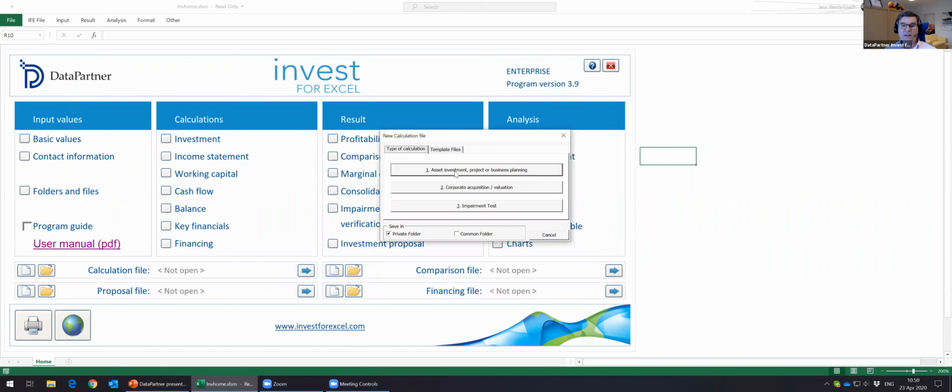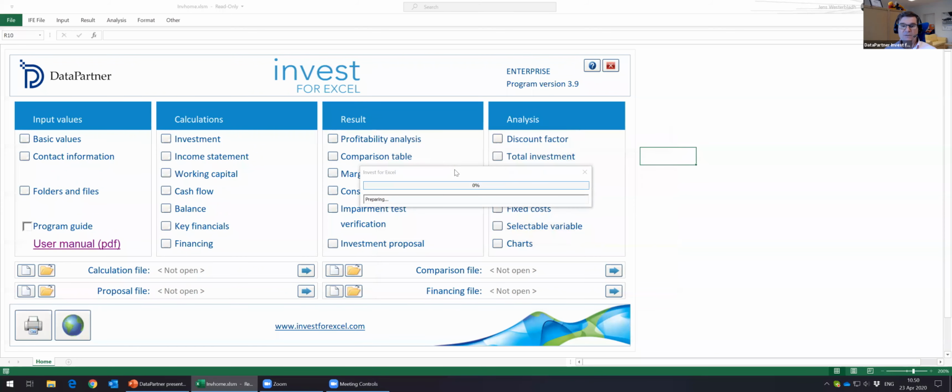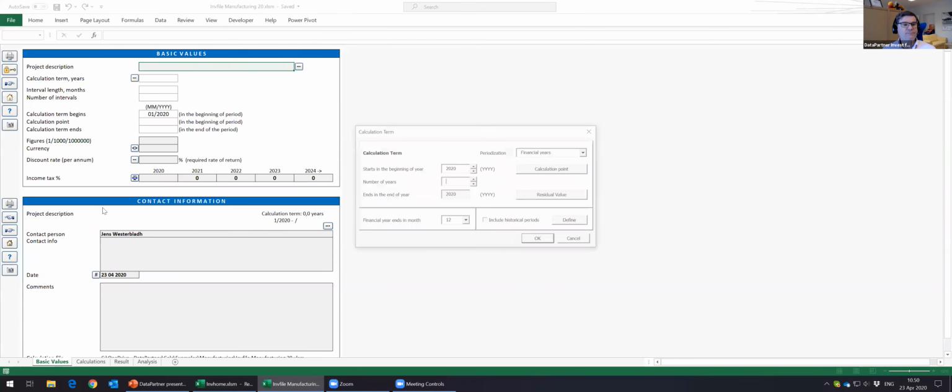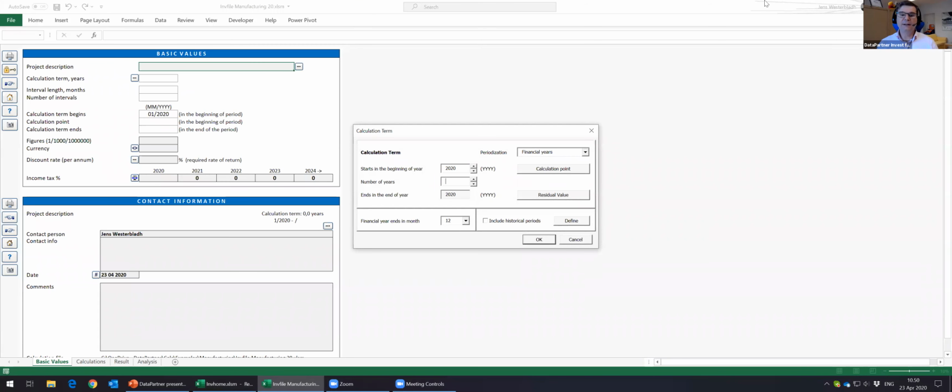So I create now a new calculation file. We call it manufacturing 20. And it automatically stops at the calculation term dialog box. It wants to know how long a calculation we're going to make and how detailed.